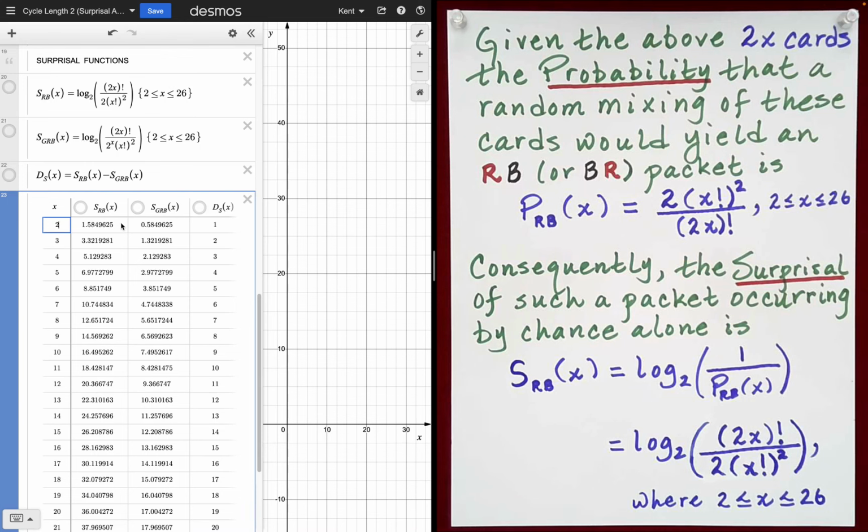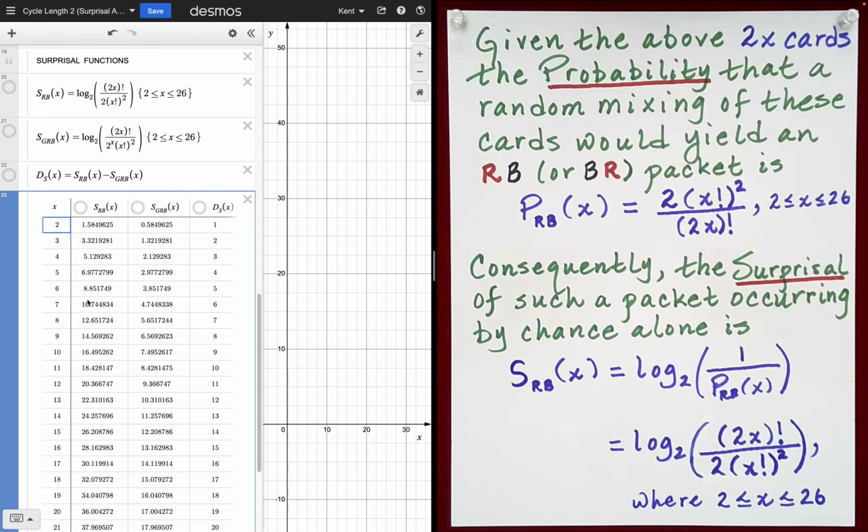And I suppose I should quickly remind you of our interpretation of surprisal values. If we just focus on the whole number portion of these values, we get a 1, 3, 5, 6, 8, 10, and so forth. The interpretation for each of those is they correspond to a surprisal value that can be interpreted in terms of ordinary coin tosses.